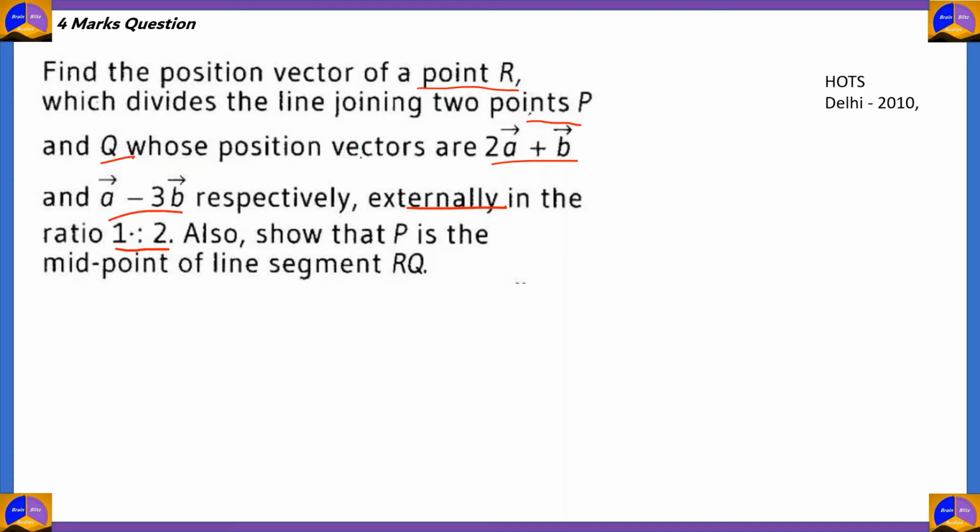This question has 2 parts. Let's tackle the first part. Now, the position vectors of P and Q are given. So the vector OP, the position vector of P, is 2 vector A plus vector B. And for Q, the position vector OQ is vector A minus 3 vector B. Again, we don't know what A and B are here.